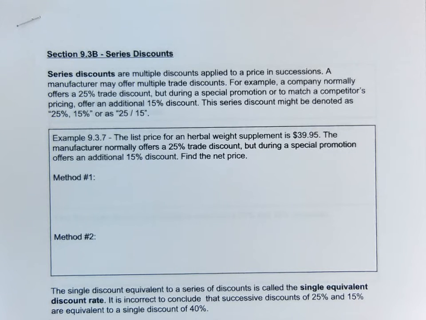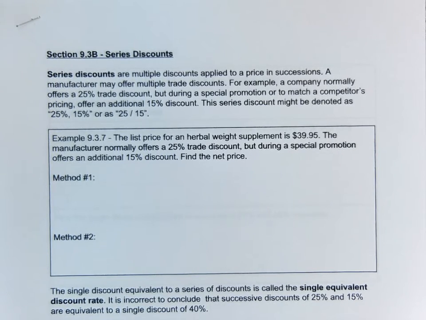So, series discounts are multiple discounts applied to a price in succession. A manufacturer may offer multiple trade discounts. For example, a company normally offers a 25% trade discount, but during a special promotion or to match a competitor's pricing, offers an additional 15% discount. This series discount might be denoted as 25%, 15%, or as 25/15.